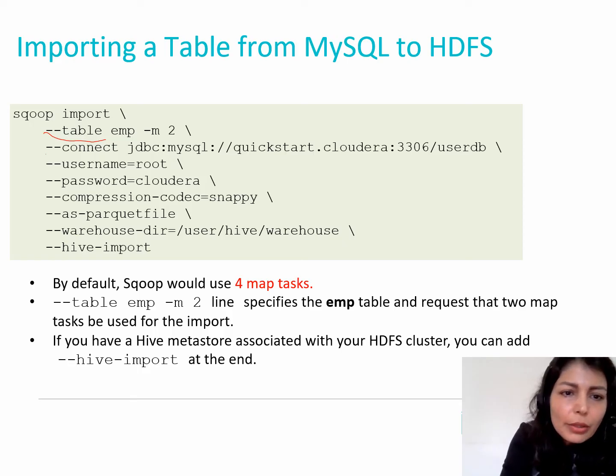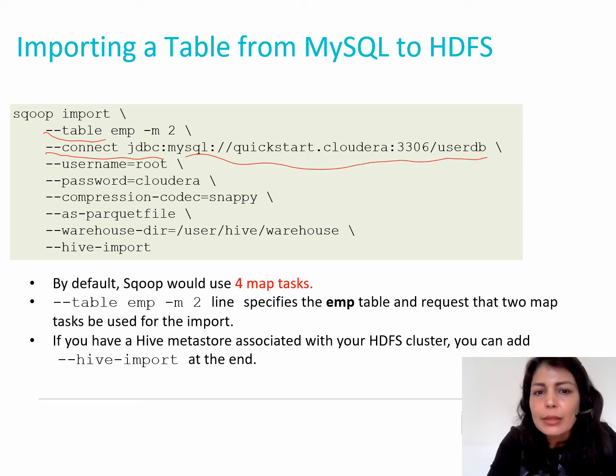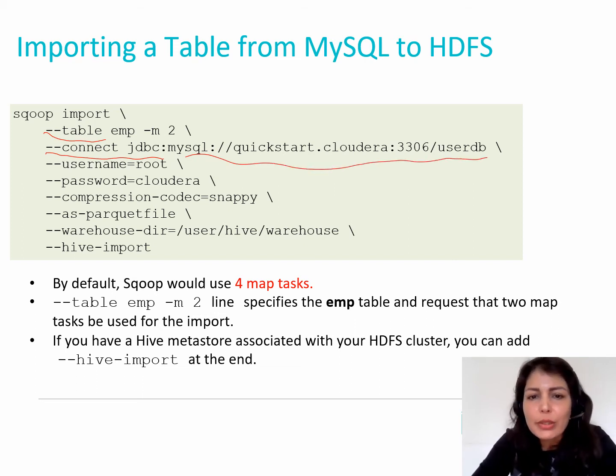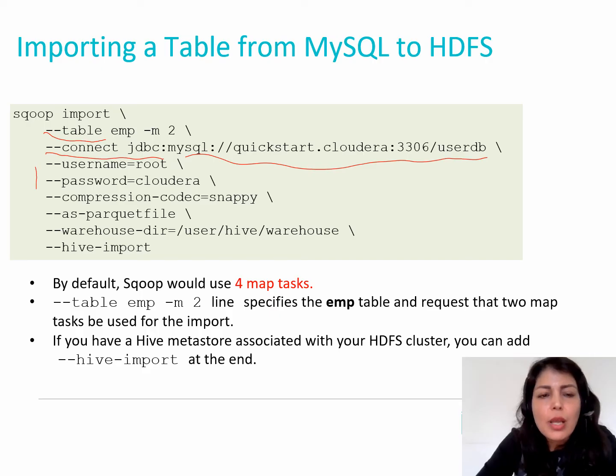Another important argument is connect JDBC. This is the argument for connecting to your database. We are connecting to MySQL, and we are using Cloudera. That's why we write this directory, and the name of our database is UserDB. These 2 arguments, username and password, are the login information for connecting to the MySQL database.